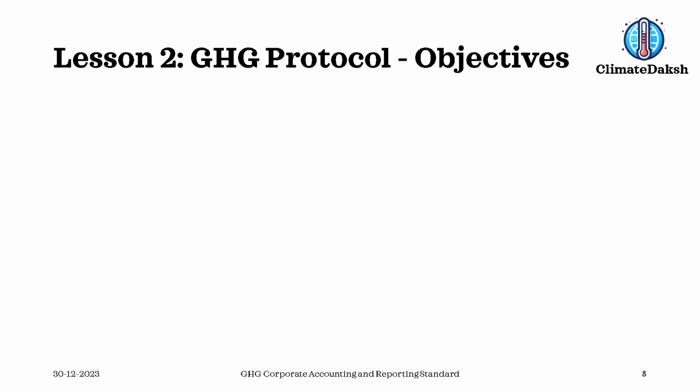What are the objectives of the GHG Protocol? The GHG Protocol Corporate Standard provides standards and guidance for companies and other types of organizations preparing a GHG emissions inventory. It covers accounting and reporting of the 6 greenhouse gases covered by the Kyoto Protocol: carbon dioxide, methane, nitrous oxide, hydrofluorocarbons, perfluorocarbons, and sulfur hexafluoride.